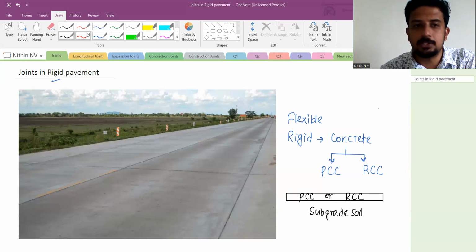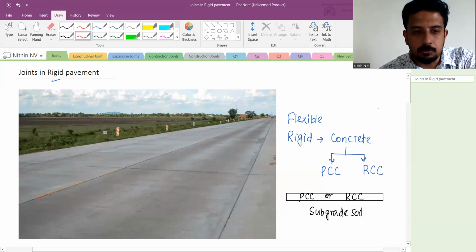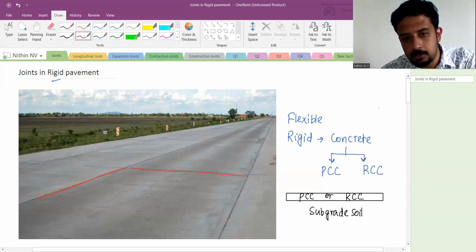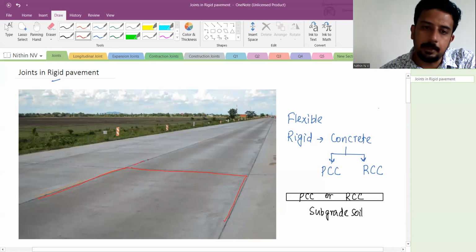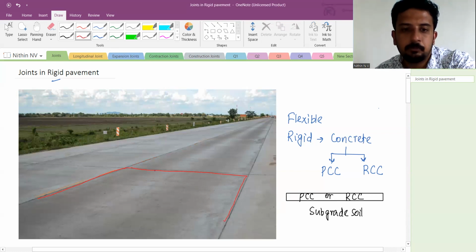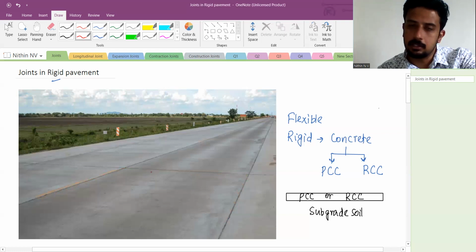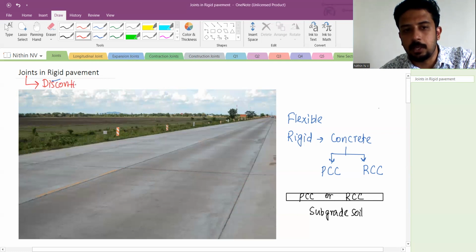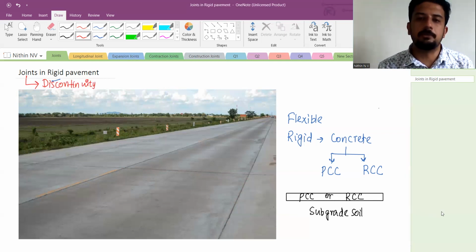In this particular image you can see there is a small gap here, right? Why is there a gap? Because this is a particular slab, and after constructing this slab we will construct the next slab. Are you able to see that in this image? I hope so. That particular gap or discontinuity is what we call the joints in rigid pavement.